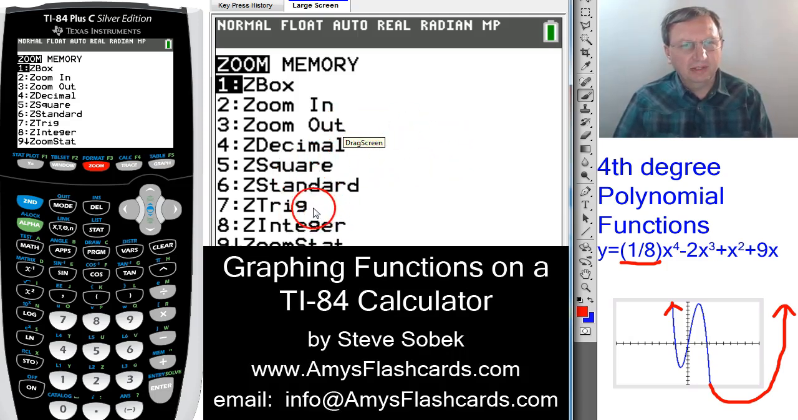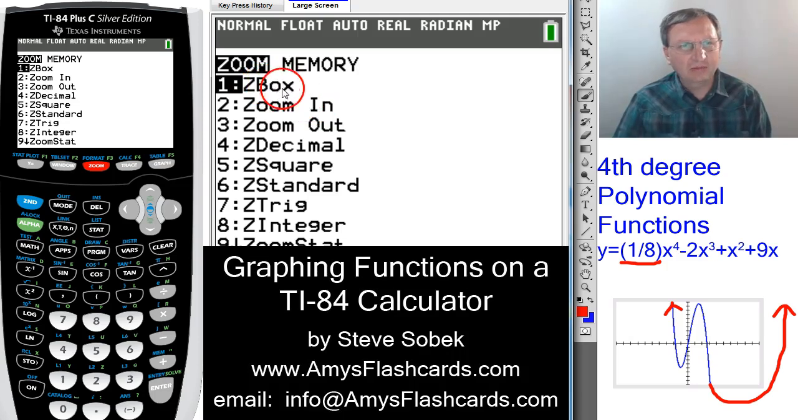Zoom trig is something for when you get to trigonometry. If you're in radians, then you'll have a smaller viewing window because 2 pi would be equal to 360 degrees. And if you're in degree mode, zoom trig is going to take you from about negative 495 to positive 495 to make sure that you could see a couple full cycles of your periodic trigonometric functions.